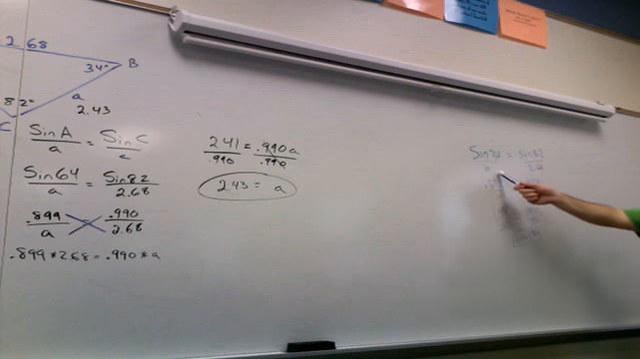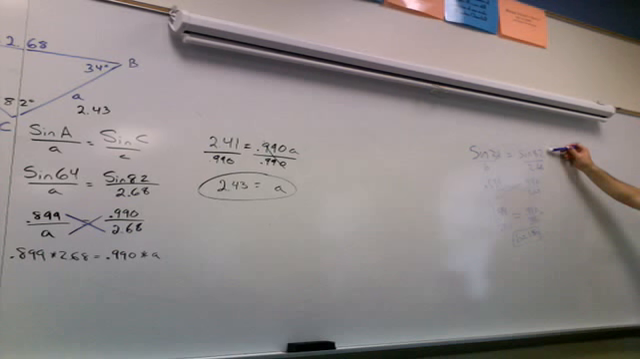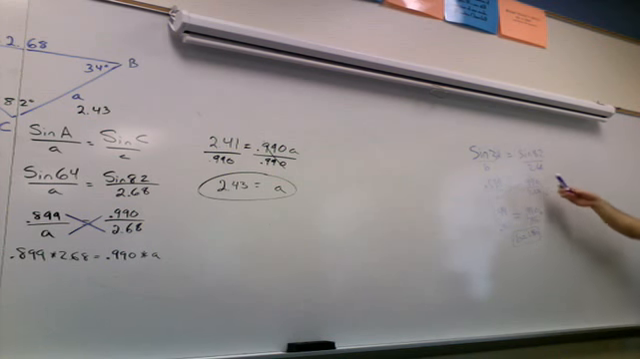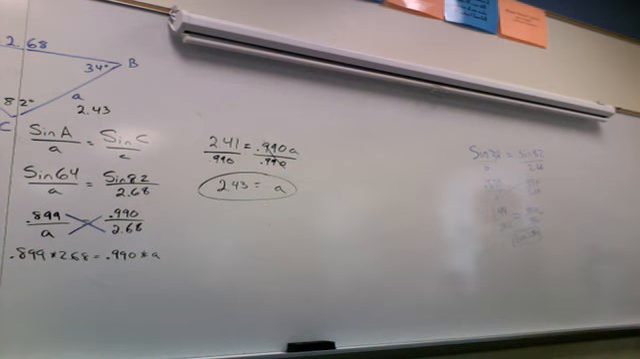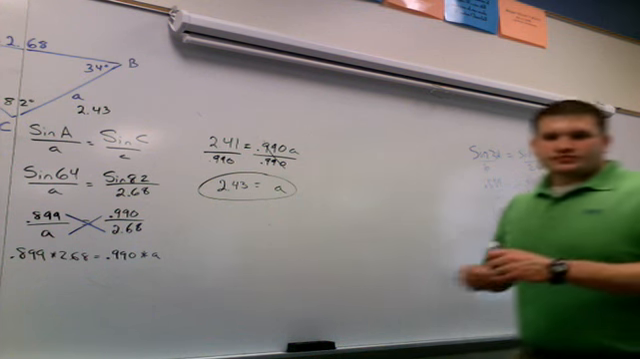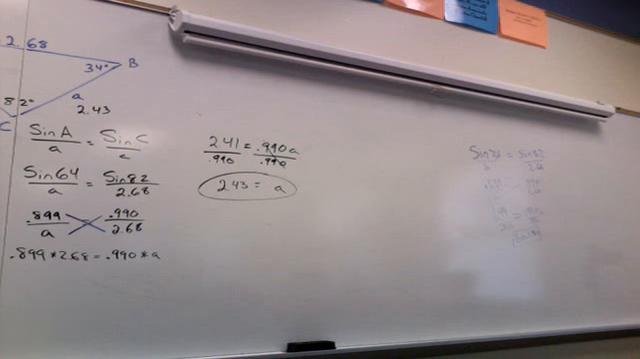So sine of big B over little b, sine of 34 over little b, equals sine of big C over little c, sine of 82 over 2.68. He then figured what sine of 34 and 82 were, cross multiplied, divided by 0.98, and got 1.50. Are there any questions on how I did this one? Any questions on law of sines? No. Okay, nice job, Trey. All right, can we give a round of applause? There we go.